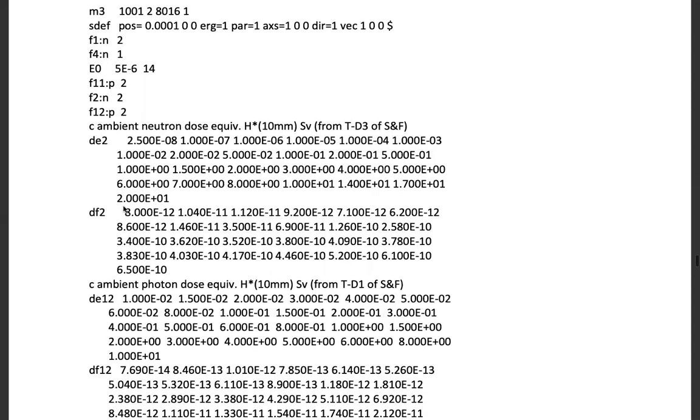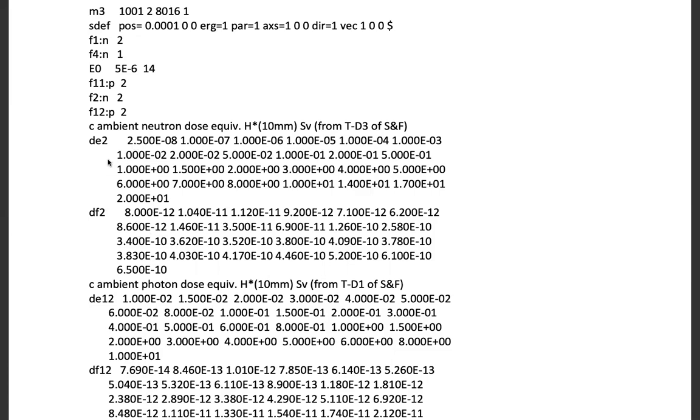Okay, now because I've used tally number 2 for neutrons and tally number 12 for photons, I've got to give my dose energy bin values and the flux to dose conversion factors over here. Now these I've taken from the standard ICRP, and the bin values are from 0.025 electron volts all the way up to 20 MeV. And at those values, these are the flux to dose conversion factors.